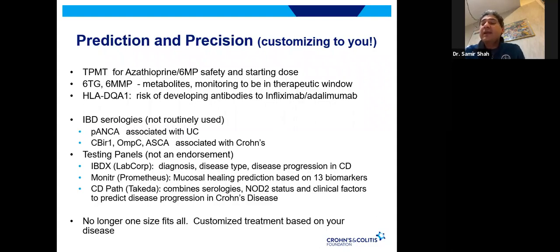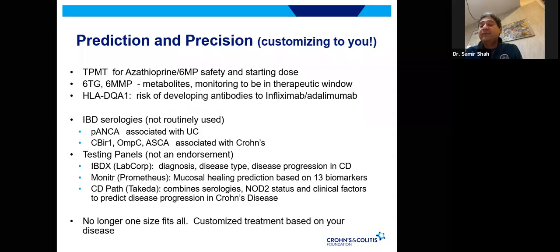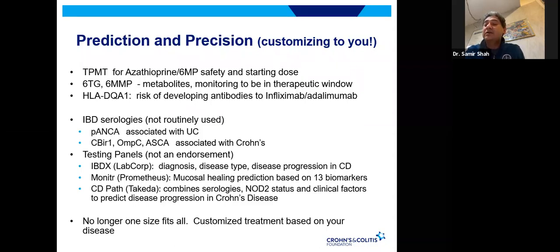However, it's intriguing that one of the serologies, P-ANCA, is more associated with ulcerative colitis, and some of the other serologies, CBir1, OmpC, and ASCA, are associated with Crohn's disease. Several studies, both retrospective and prospective, have suggested that if you have more antibodies, especially the Crohn's disease ones, at higher titers, you tend to have a more aggressive disease course. So that might help us predict disease course.